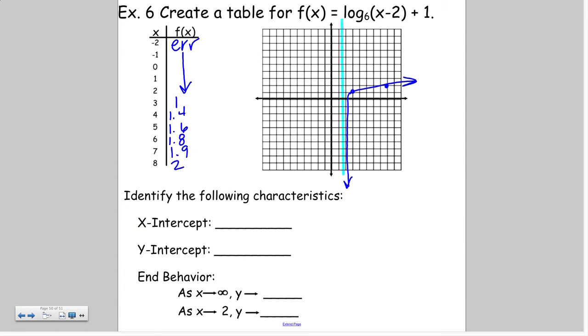Alright, so again, I'm going to have to kind of guesstimate on my x-intercept, so I'm going to call it 2.5. I still don't have a y-intercept. As x is approaching positive infinity, y is also going up towards positive infinity. And as x is approaching my asymptote of 2, y is going straight down to negative infinity.